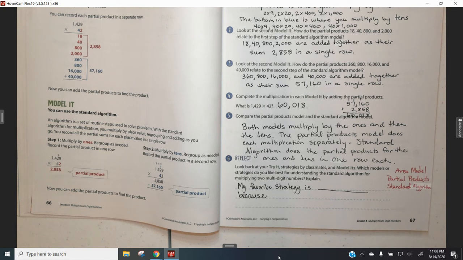So now you've seen 3 different models. You've seen area model, partial products, and standard algorithm. I'd like for you to decide which models or strategies do you like best for understanding the standard algorithm for multiplying 2 multi-digit numbers. So which is your favorite strategy if you're going to be multiplying? Choose your favorite strategy and then tell me why. You can go ahead and pause your video until you finish that answer.